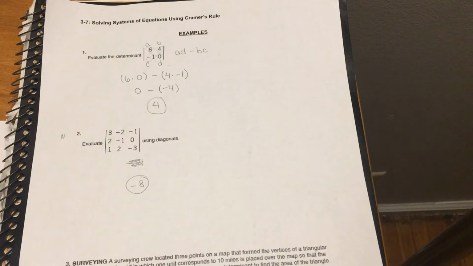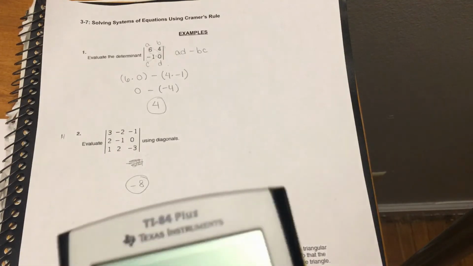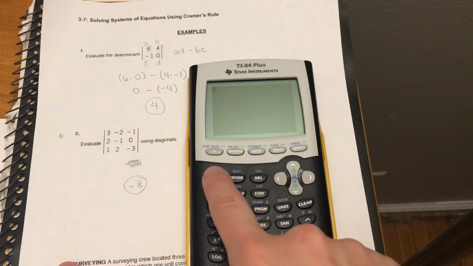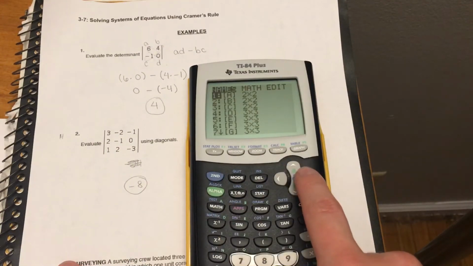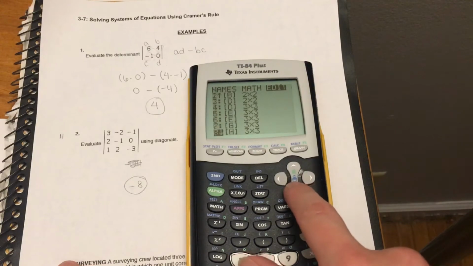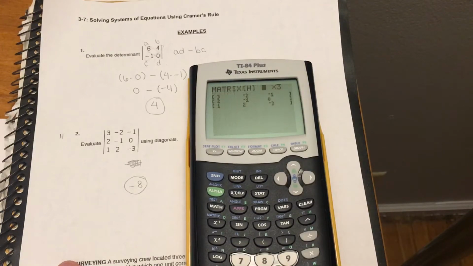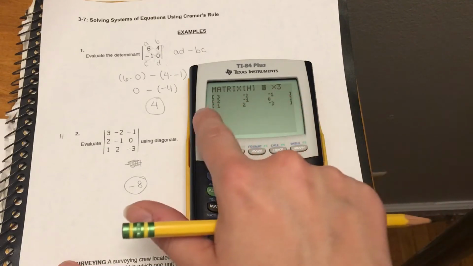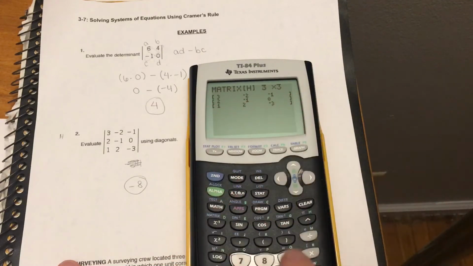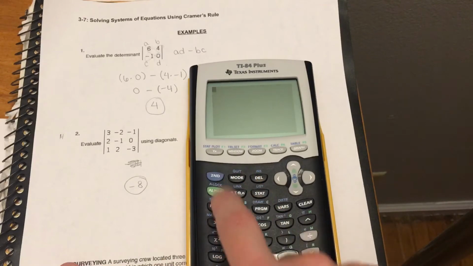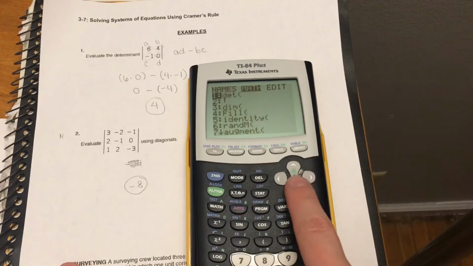All right, so the next one is a 3x3 matrix. The rule that we use for this is called the diagonal rule, and it is quite lengthy. If you do want to see how to do that on paper, it is in the notes on Google Classroom, but I'm going to show you how to do it using a graphing calculator, because once we get into a 3x3 matrix, this gets a little intense. So I've already put mine into matrix form to save myself some time. So here's my matrix: 3, negative 2, negative 1, 2, negative 1, 0, 1, 2, negative 3. That's a 3x3 matrix. So I'm going to go to matrix and math.